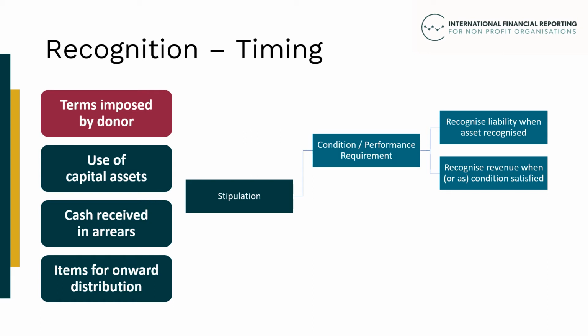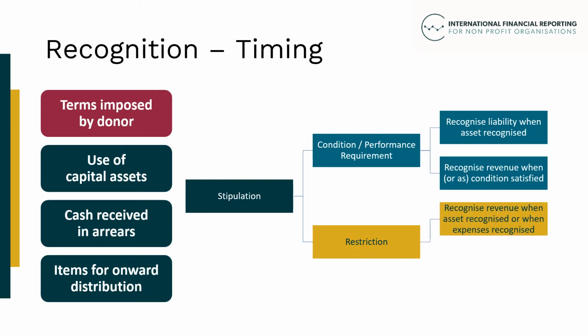The second type of stipulation is a restriction. This is where the donation can only be used for the purposes stated by the donor. In this case, the NPO is entitled to the funds immediately. In this situation, the NPO could recognize revenue when it recognizes the asset, or it may prefer to recognize revenue as the related expenses are incurred.